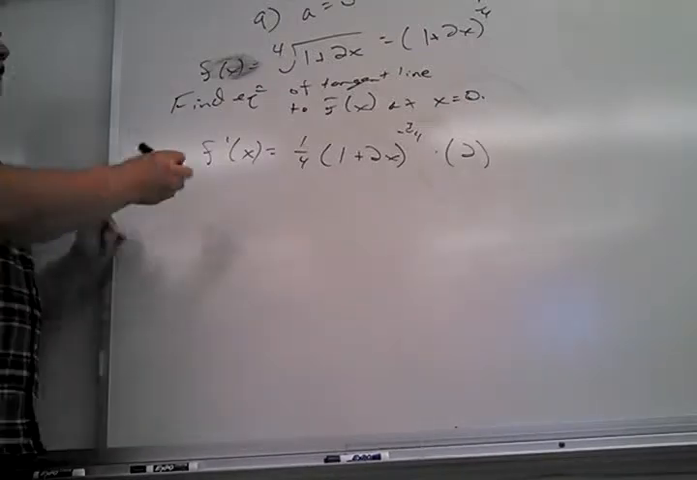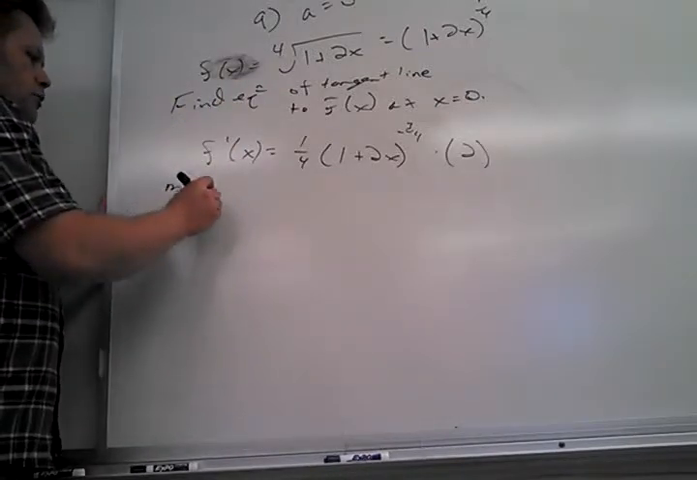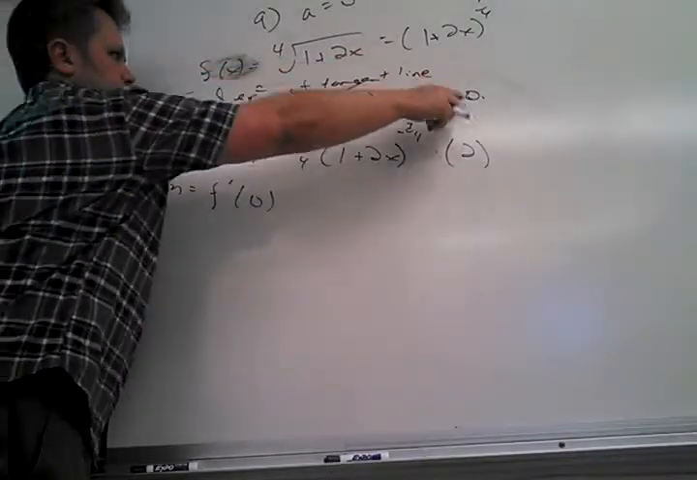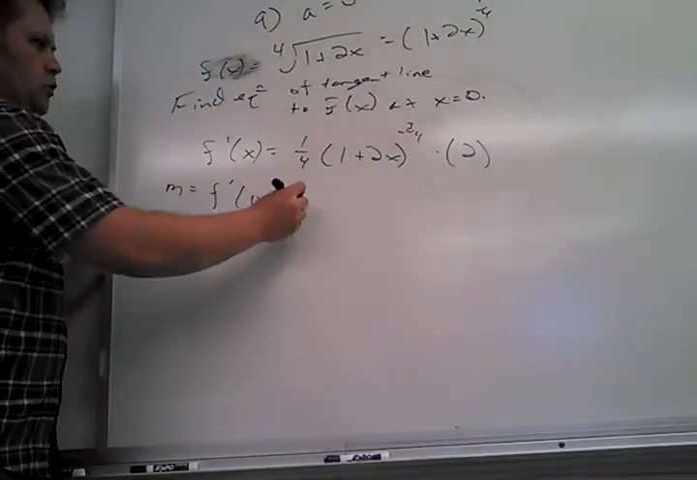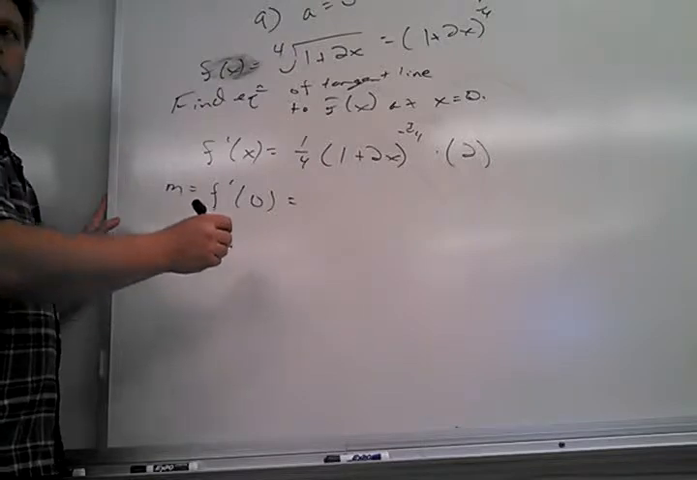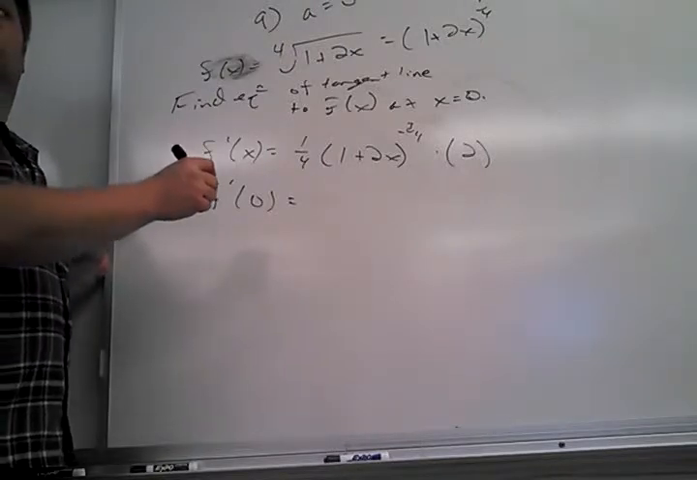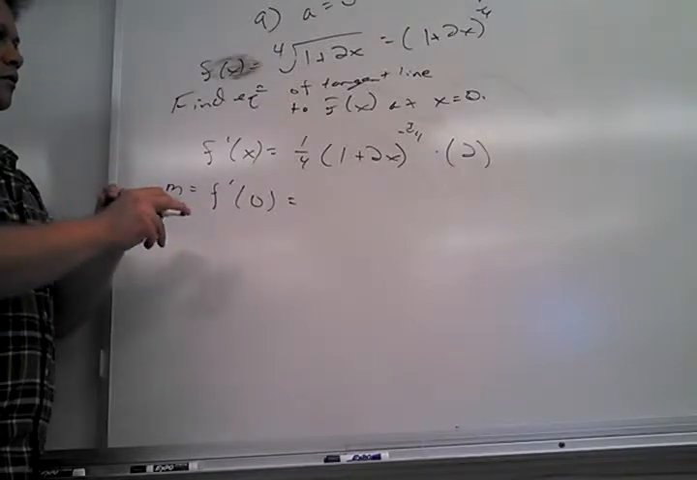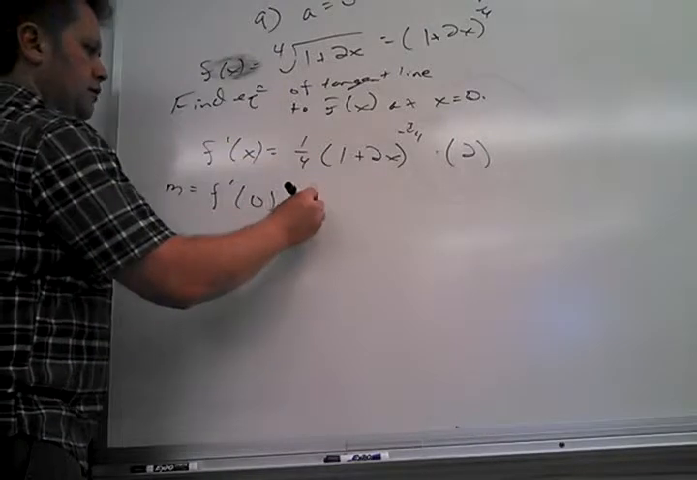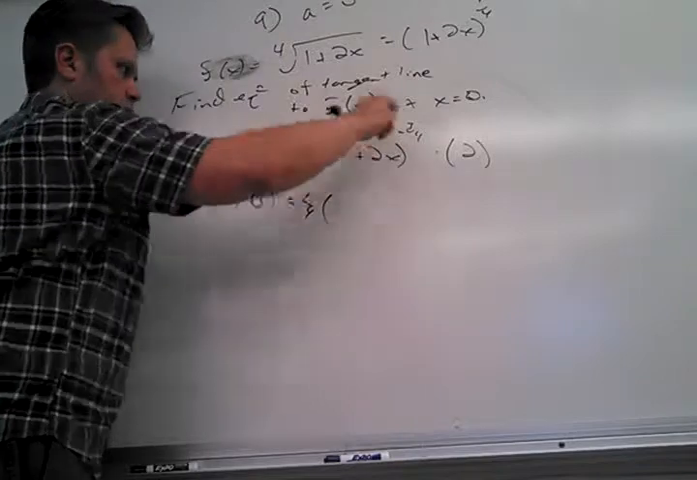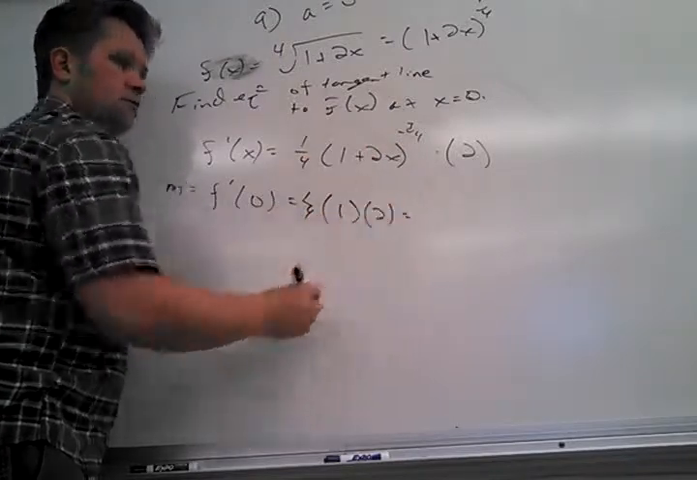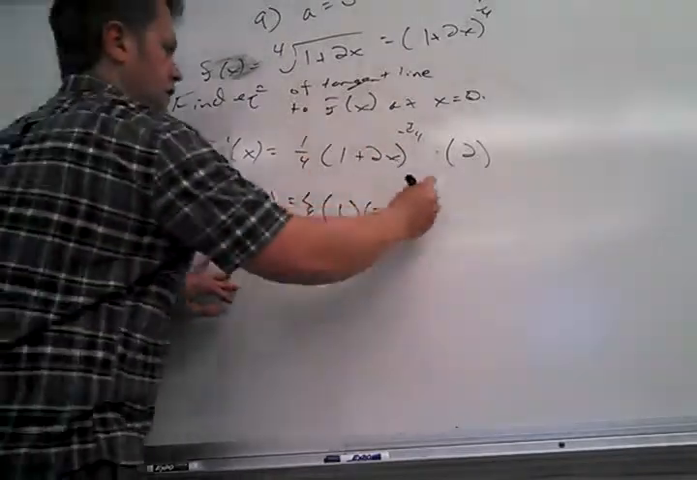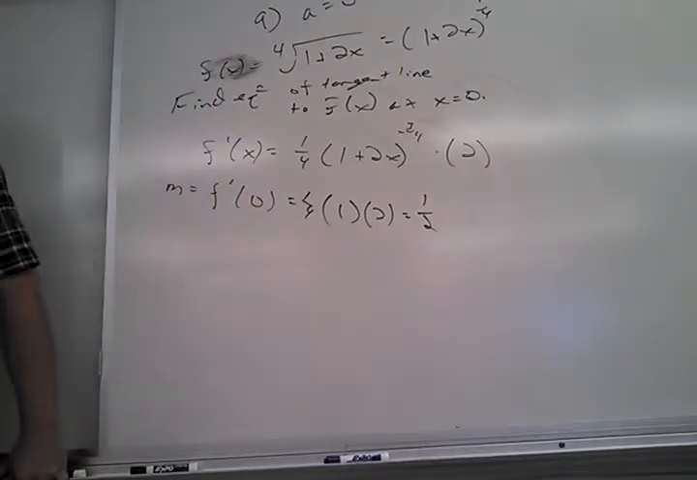And of course, I need to know my slope. My slope will be f prime at 0. So what's my slope going to be? It'll be 1/4 times 1 times 2. So it's 1/2. All right. So far, so good.